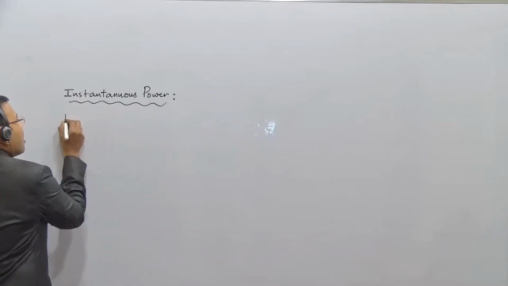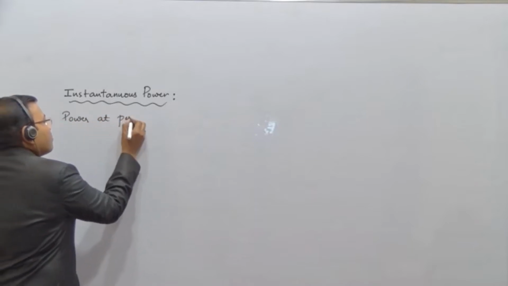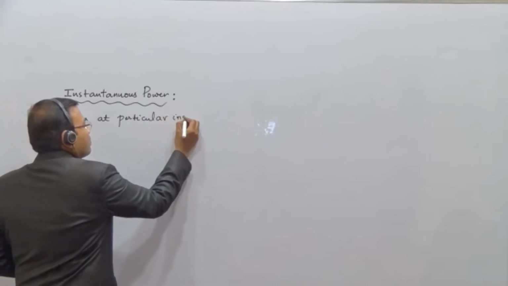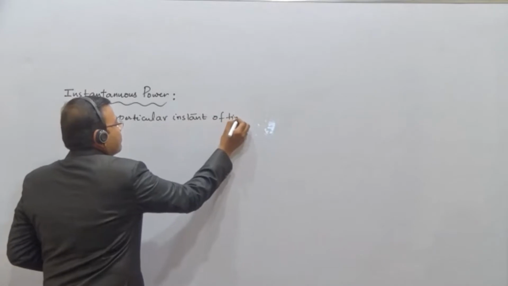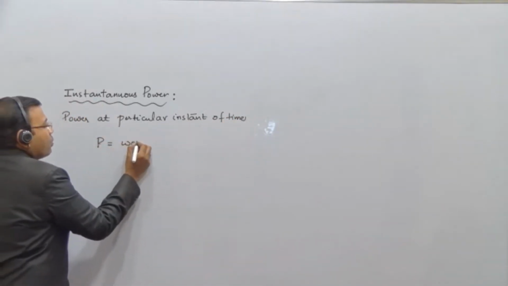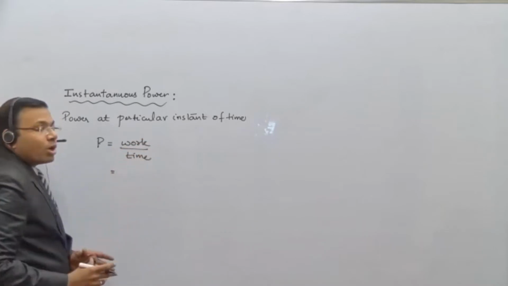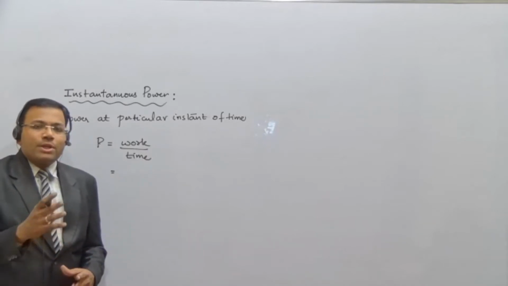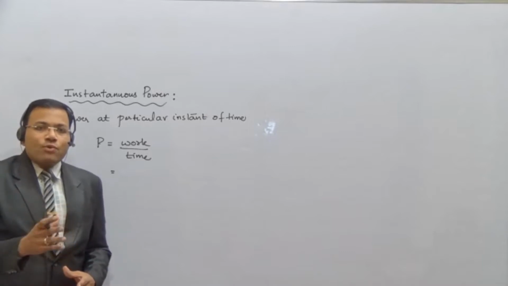So instantaneous power means power at a particular instant of time. Now, if you see this power, it is work by time. But pay attention, what is this work? Already we have discussed that work is the dot product of force and displacement. The dot product of force and displacement.